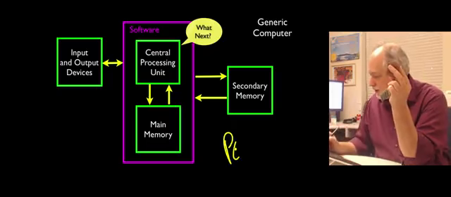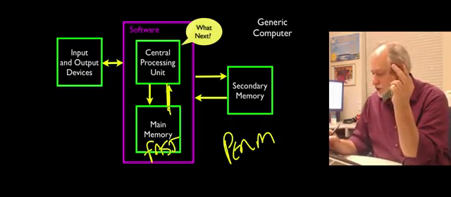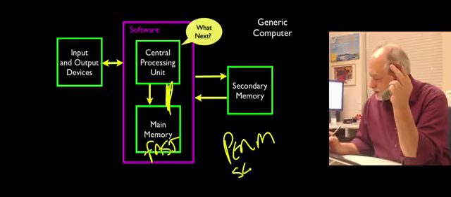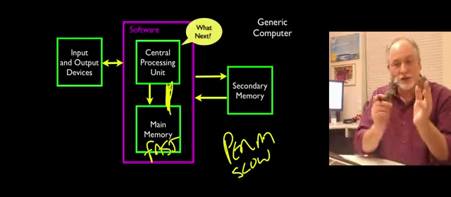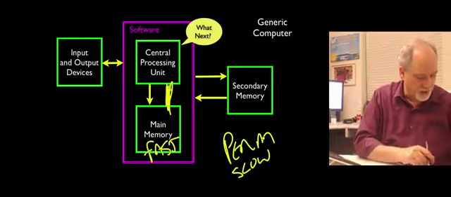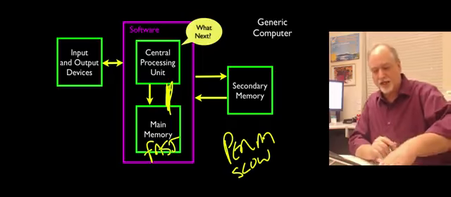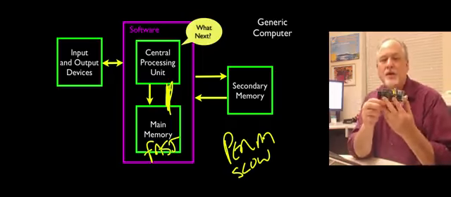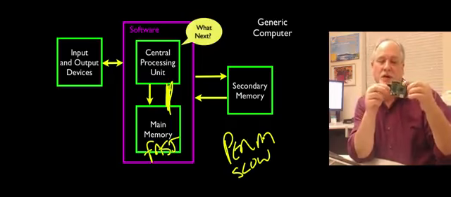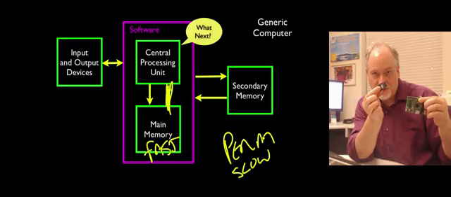This is fast, and this is permanent, but this is slower. Okay? So I've got two kinds of secondary memory. Oh, dropped it on the floor. Two kinds of secondary memory. I'll start with the Raspberry Pi. The secondary memory of the Raspberry Pi is this SD card.